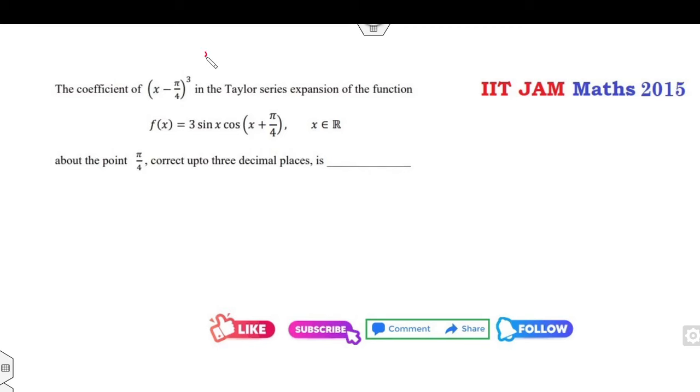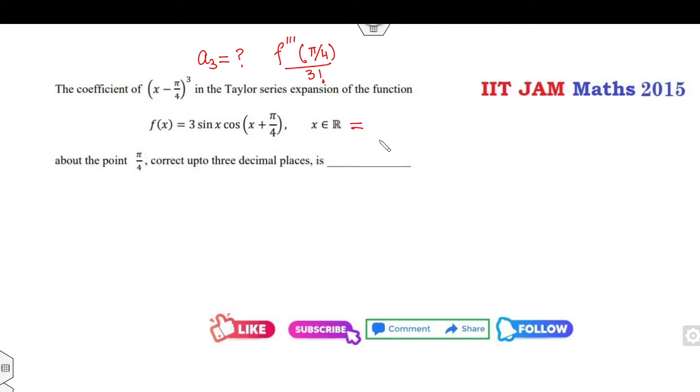Again, your target is to find the coefficient of this. That means your target is to find A3. So that means your target is to find the third derivative at the point pi over 4 divided by 3 factorial. So how can you do that?